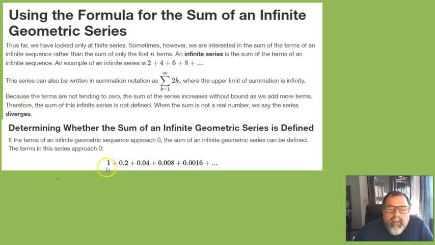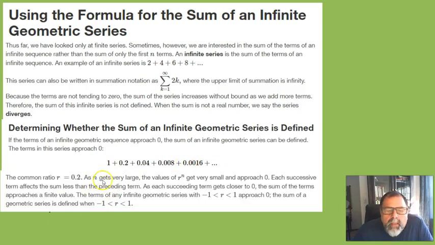In this case, r is 0.2. You can see it just gets smaller and smaller, closer and closer to 0. As n gets very large, as we keep adding the next term, the values of r to the n get very small and approach 0. So each successive term affects the sum less than the preceding term.